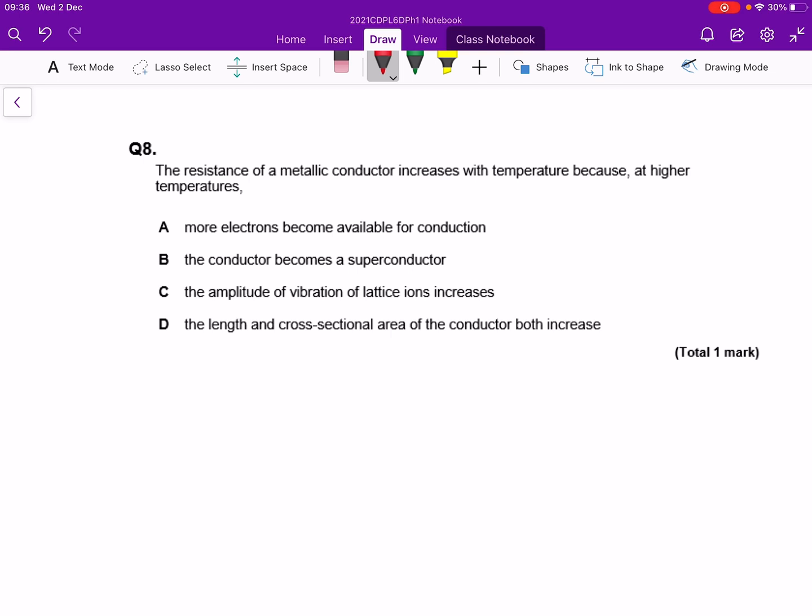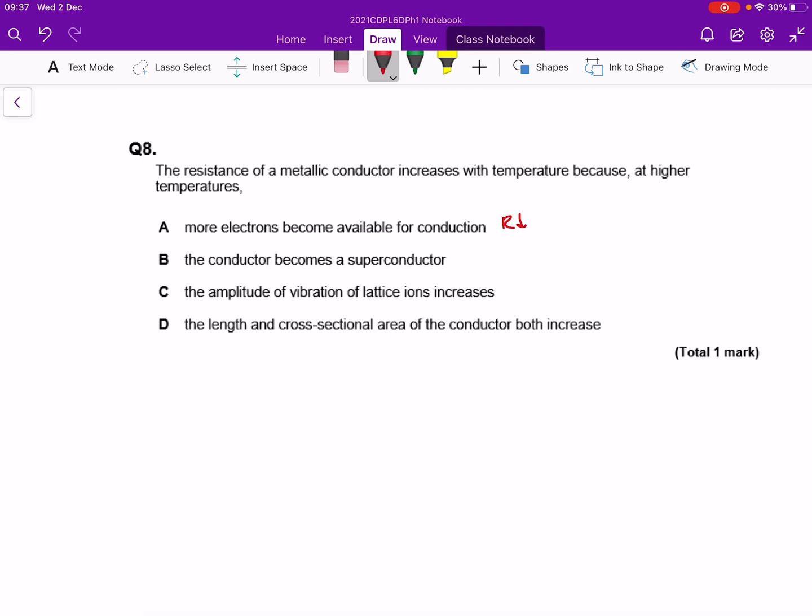Question 8. Resistance increases because at higher temperatures, more electrons, well, that would make the resistance go down. Becomes a superconductor. No, superconductors happen at low temperature, not at high temperature. Amplitude of vibration of lattice ions increases. That looks good. Length and cross-sectional area both increase. That's an interesting one, part D.